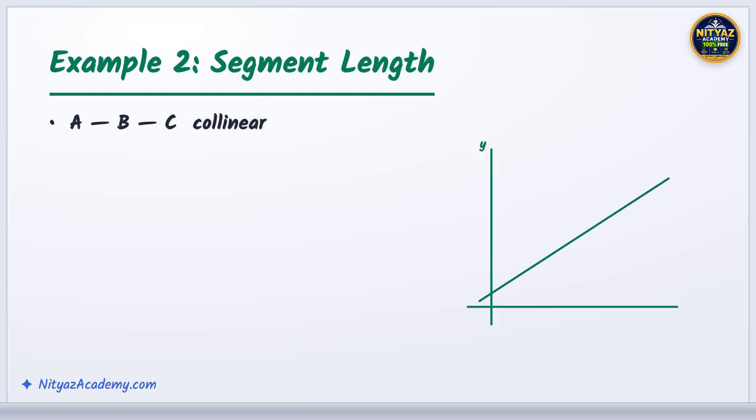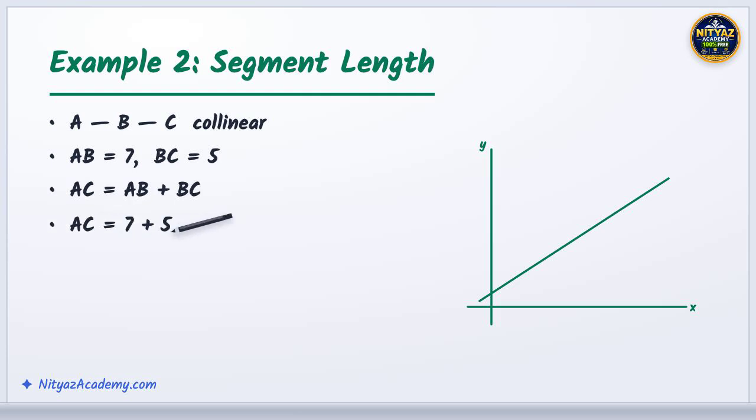Here points A, B, and C are collinear, with B between A and C. We're told AB is 7 units, and BC is 5 units. Because B sits right between them, the whole segment AC is just the two pieces added together. So AC equals 7 plus 5, which is 12 units. This is the segment addition idea.